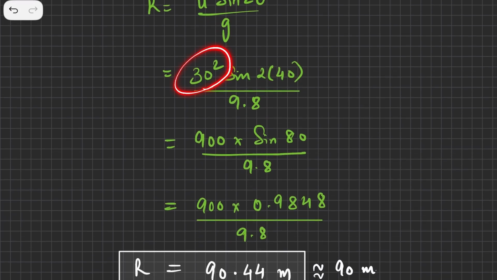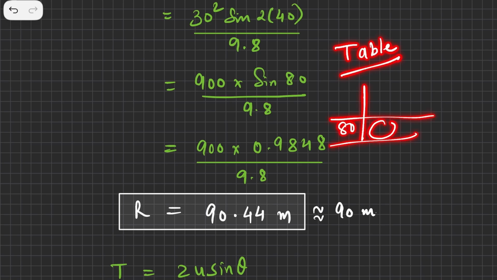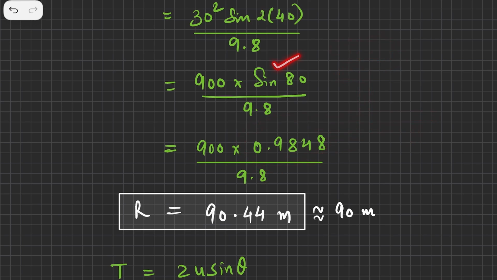So 30 square is 900, 40 into 2 is 80. Now g is 9.8. Now sine 80, either we find it from the table. So you just have to see the table of sine, and in front of 80 degrees you will find a number, and that would be 9848. Sine value is always between 0 and 1, so you will get 0.9848.